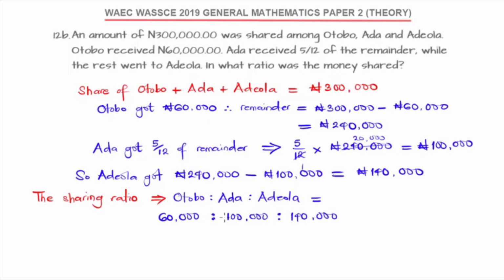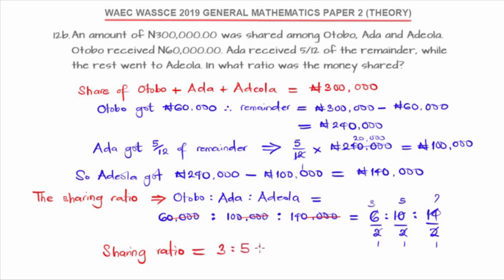Now, what numbers can we use to divide all of this? We can see that all the 60,000, 100,000, and 140,000 have zeros in 4 places, we can knock that out. So we have 6 ratio 10 ratio 14. We can still use 2 to divide all of them. So we have 6 over 2, 10 over 2, and 14 over 2. So that ratio will give us 3 in the first place, 5 in the second place, and 7 in the third place. So the sharing ratio that we're asked to get for this question is 3 ratio 5 ratio 7 for Otobo, Ada, and Adeola.